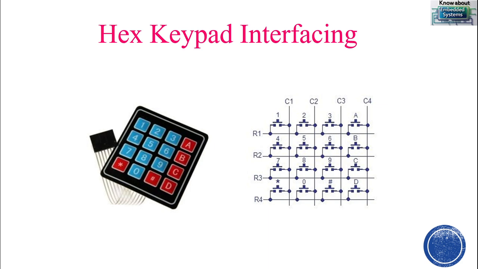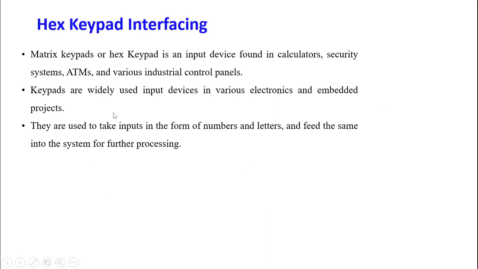Let us start the video here, hex keypad interfacing. This hex keypad interfacing is also called a matrix keypad. It is almost the same definition. The matrix keypad is also called a hex keypad. Basically it is an input device, and it is used in almost all our regular embedded systems, like in the calculator, in security systems like ATM machines, and various industrial applications. We will use this hex keypad as an input device.